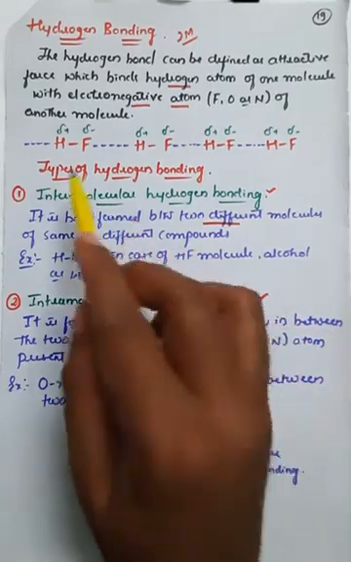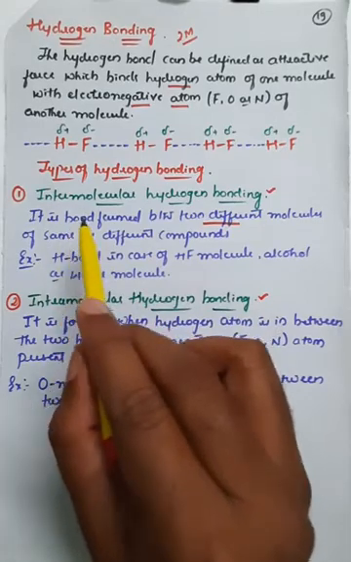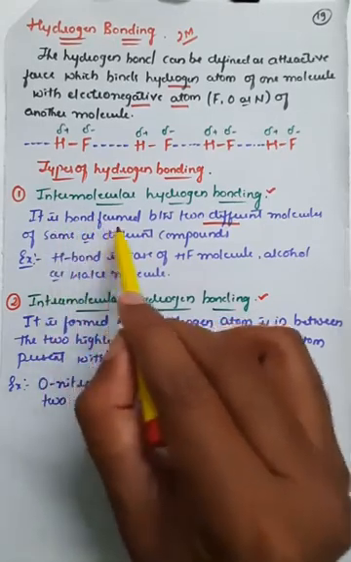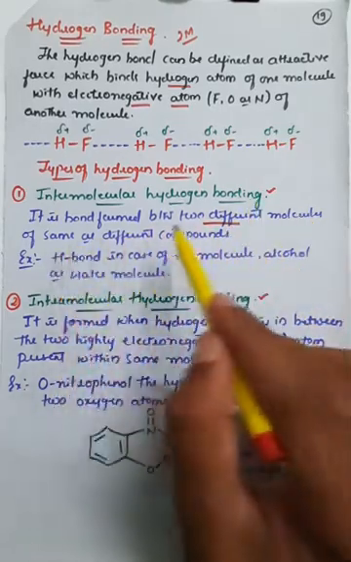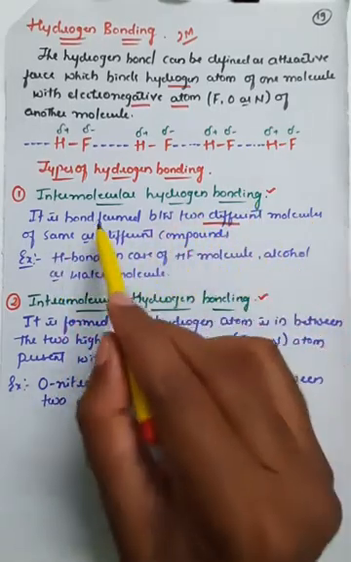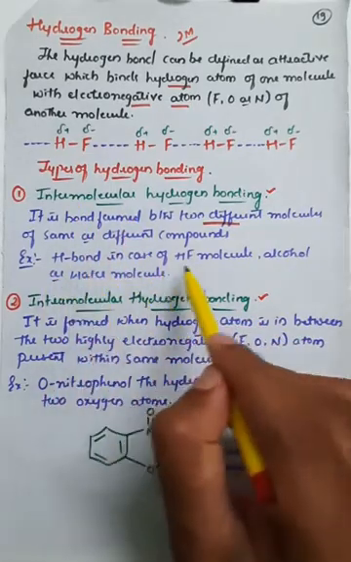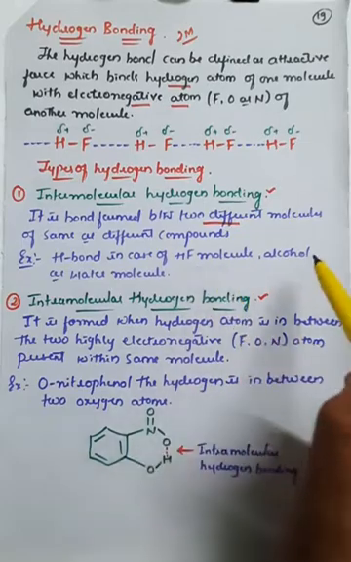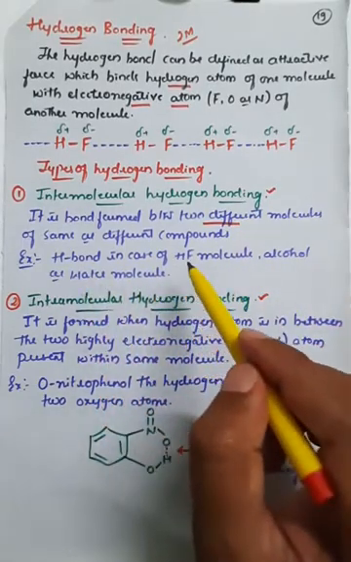So that is generally called intermolecular hydrogen bonding. Observe carefully. Intermolecular hydrogen bonding is defined as the bond formed between two different molecules of the same type or different compounds. For example, hydrogen bond in the case of hydrogen fluoride molecules, or in the case of alcohol, or water molecule, that is called intermolecular hydrogen bonding.